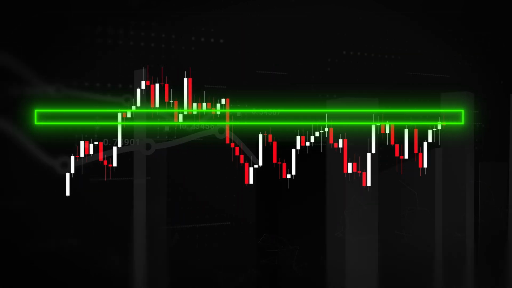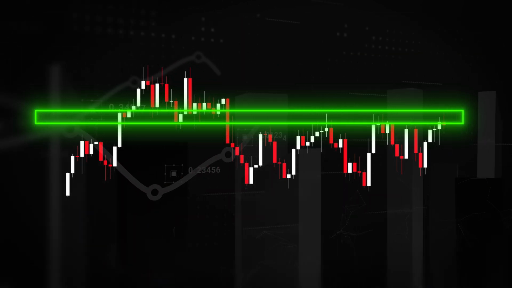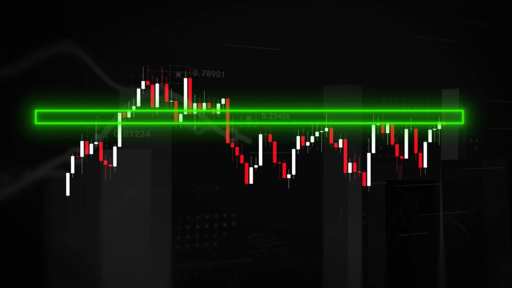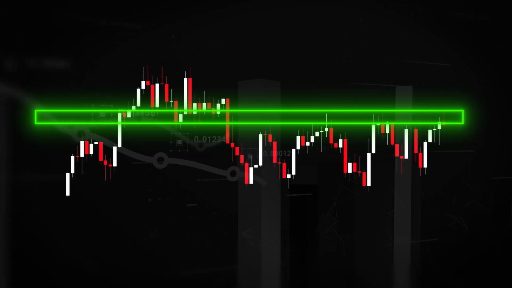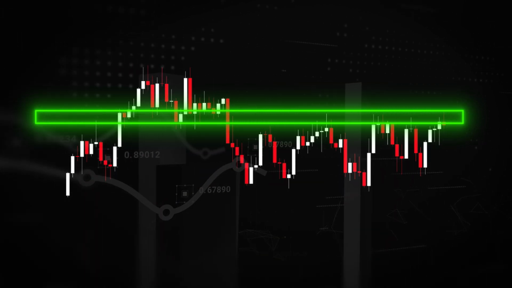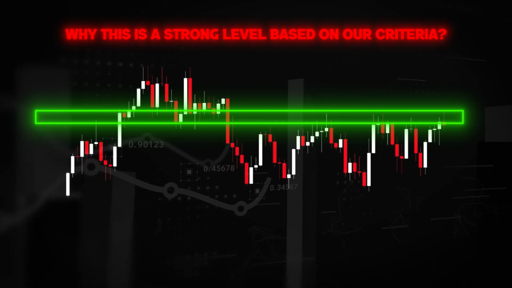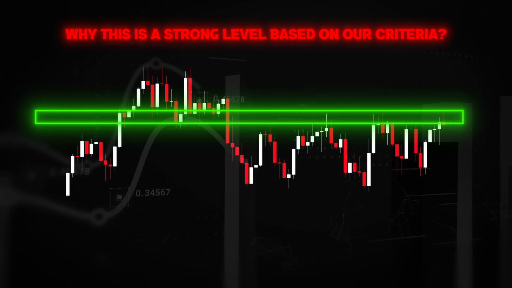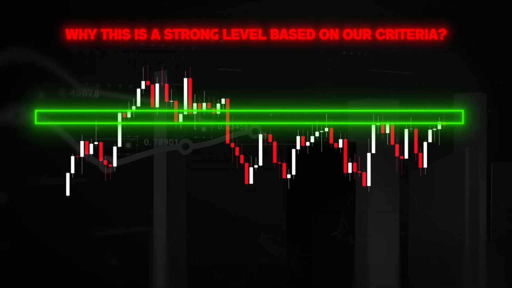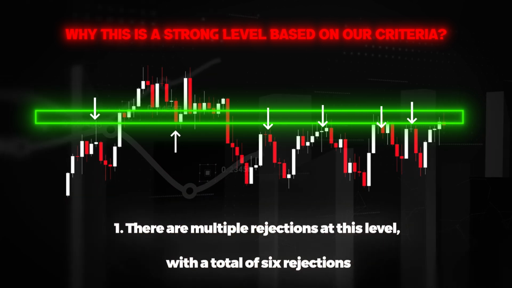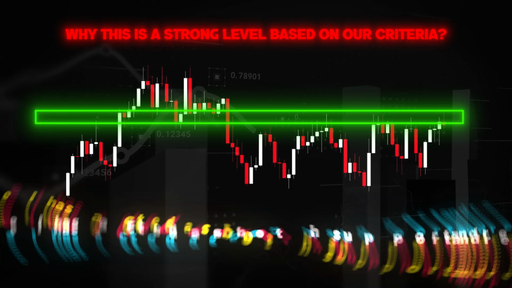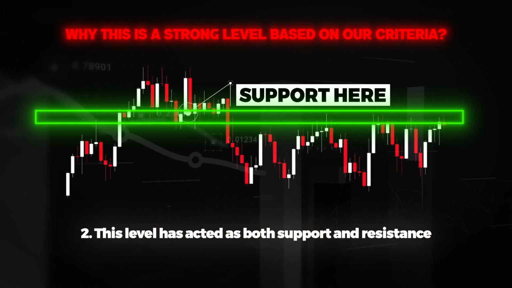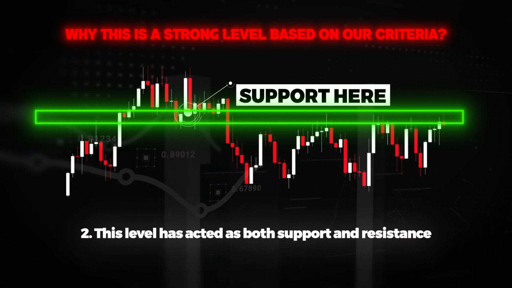Moving on down, the next level we identify has 6 rejections: rejection 1, rejection 2, rejection 3, rejection 4, rejection 5, and rejection 6. Let's analyze why this is a strong level based on our criteria. 1. There are multiple rejections at this level, with a total of 6 rejections. 2. This level has acted as both support and resistance.